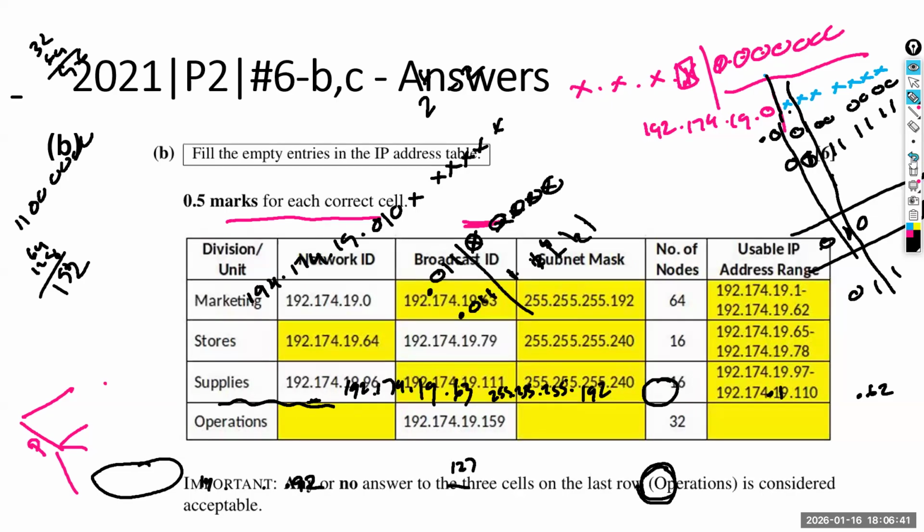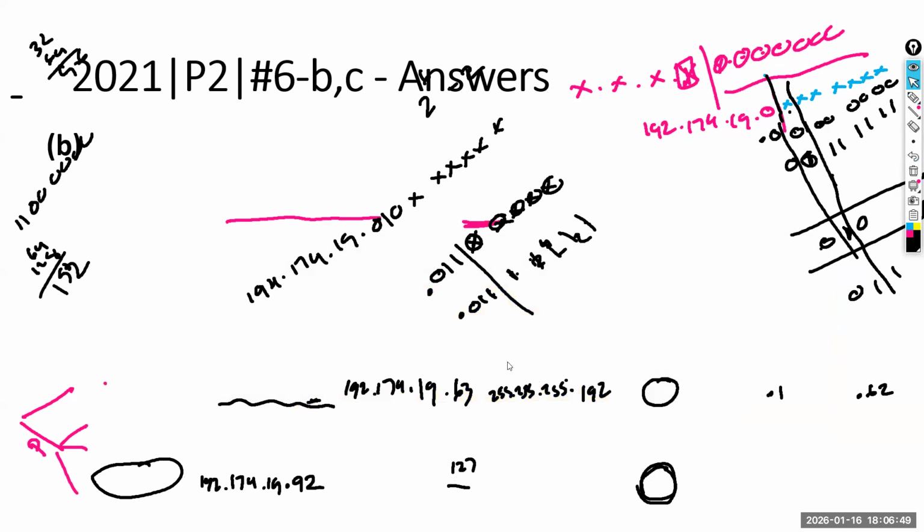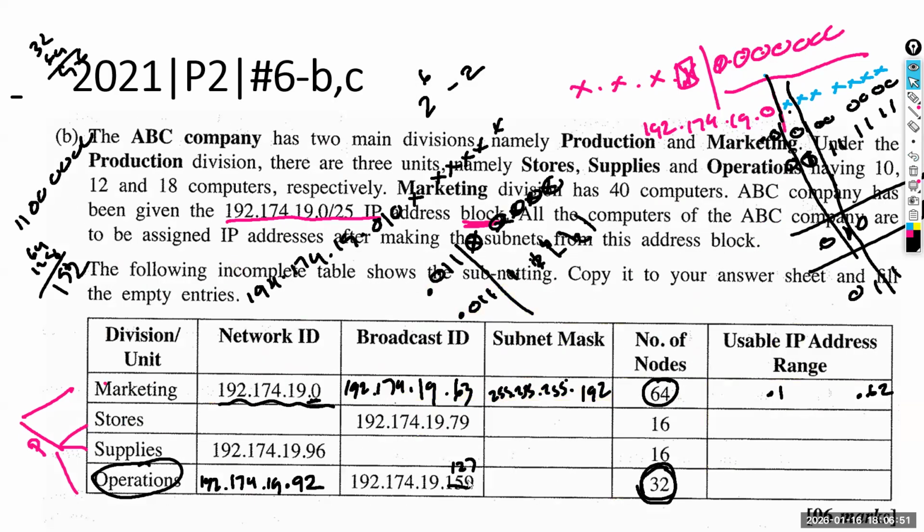Because it must not be 159, right? It must be 127. So that is why the examiner has given marks, okay? Unfortunately the examiner has made a mistake, okay? Anyway, that is unfortunate. Examiners must have double checked their answers.